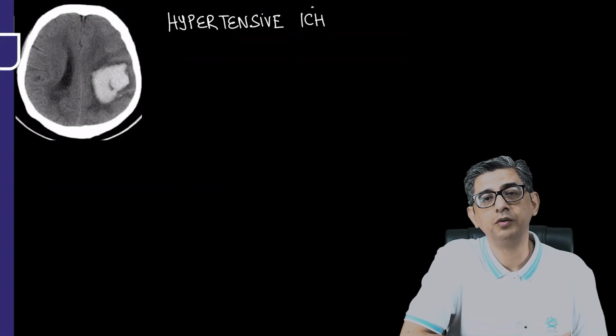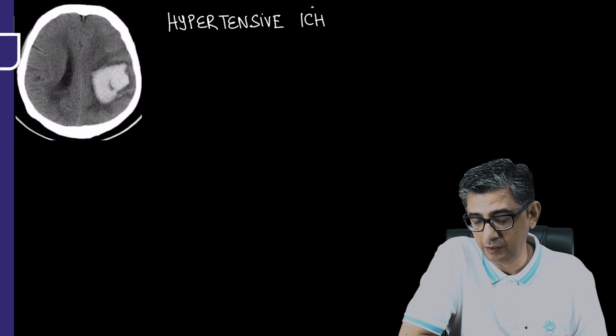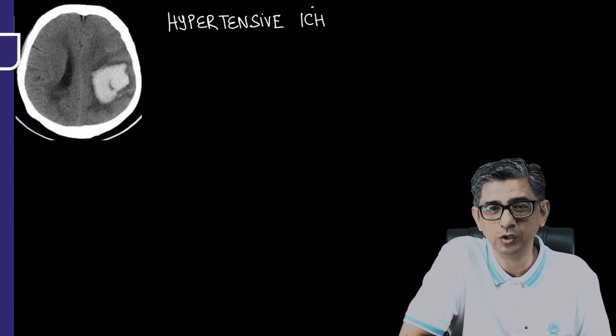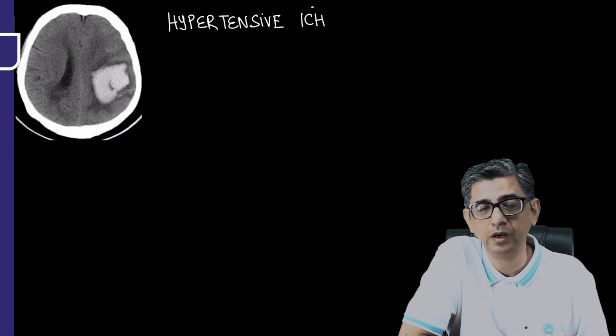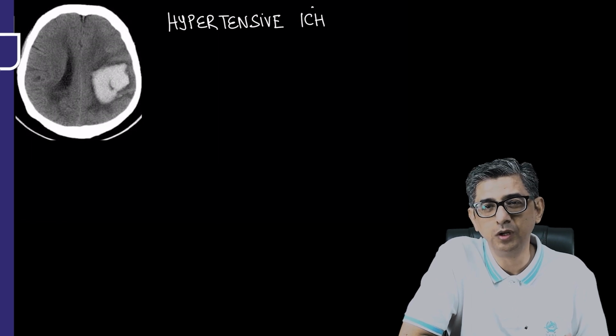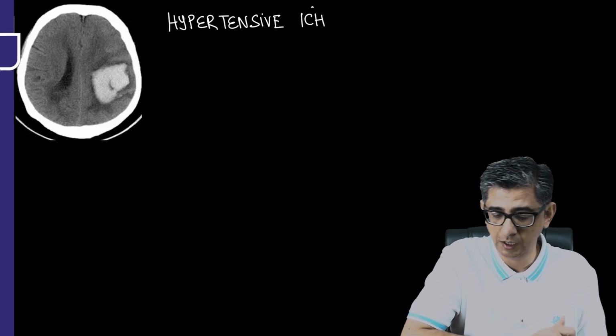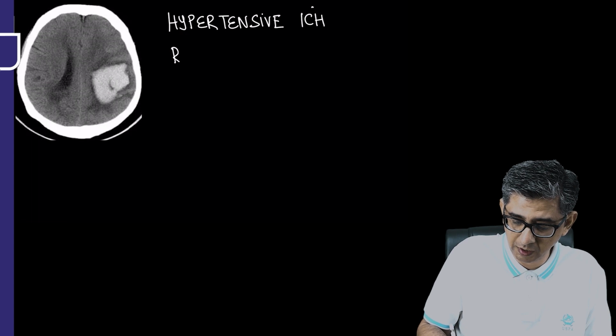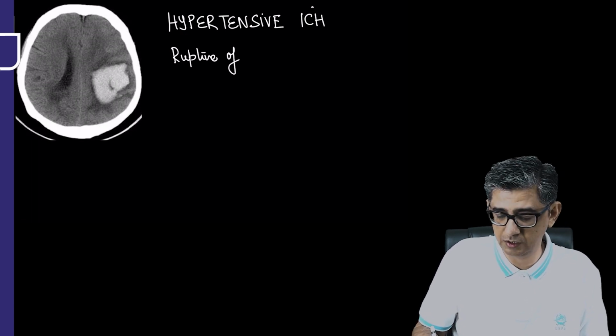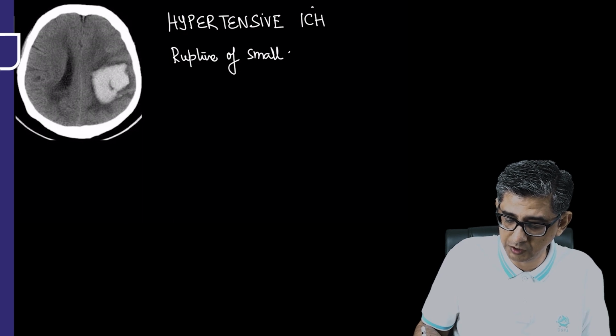What's going to happen if a person is having a hypertensive intracerebral hemorrhage? Usually it's the smaller blood vessels which would be affected here. The usual diameter would be in the range of 30 to 100 micrometers. So hypertensive intracerebral hemorrhage primarily occurs because of rupture of perforators, or I can just say small penetrating branches.